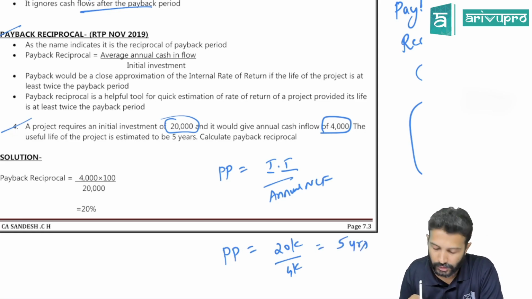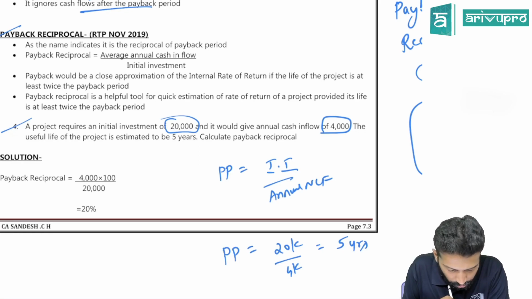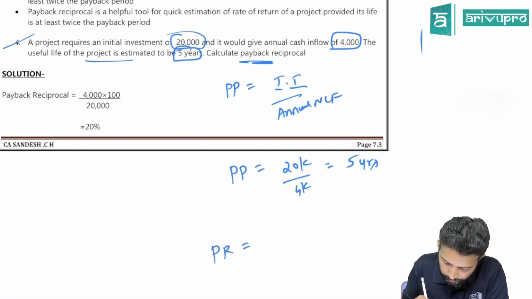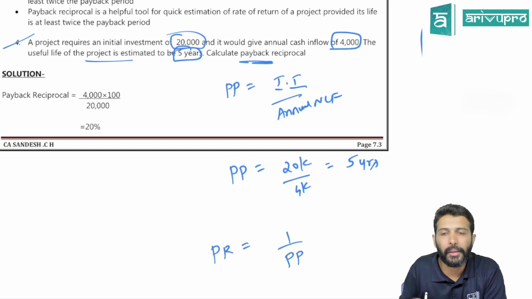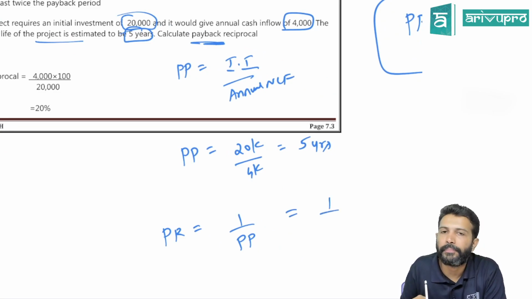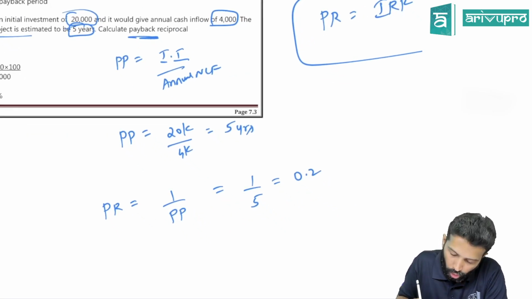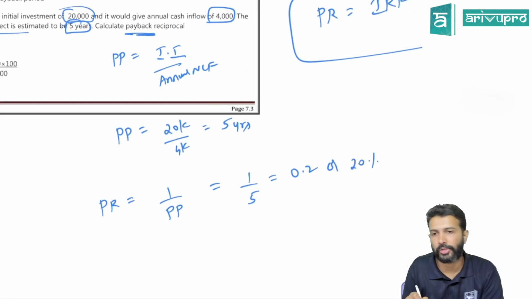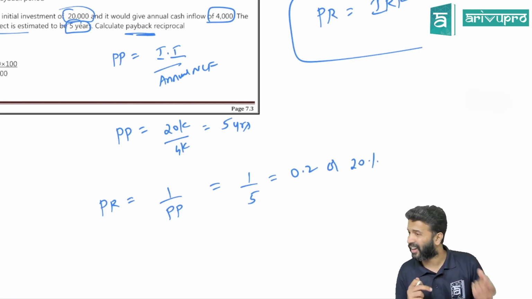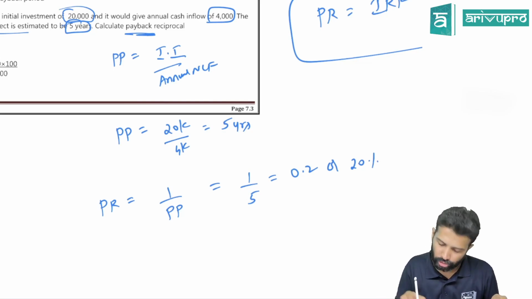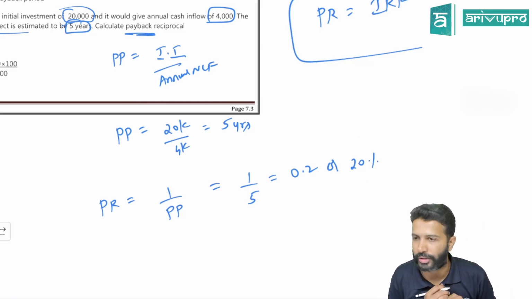Easy now. So the useful life of the project is also 5 years, it seems. Okay, fine. Calculate the payback reciprocal. How do you get payback reciprocal? 1 divided by payback period. Payback period, you already got it: 5. 1 divided by 5 is 0.2 or 20%, because we are equating payback reciprocal with IRR. IRR is always a return expressed in percentage. So this is 0.2 or 20%.